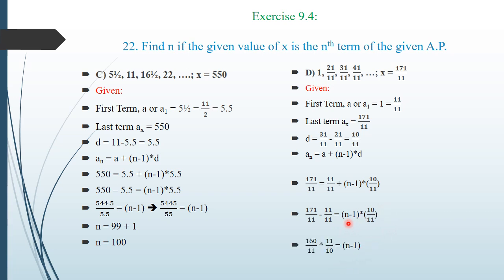Now in order to calculate n minus 1, I'll take this 10 by 11 to the left side, wherein the numerator will go to the denominator and the denominator will go to the numerator. Therefore 160 by 11 into 11 by 10 will give me n minus 1. Therefore n minus 1 is equal to 16, or n equals 17. Therefore the 17th term of this AP is going to be equal to 171 by 11 here.